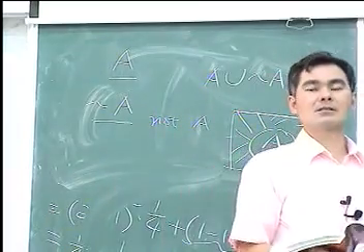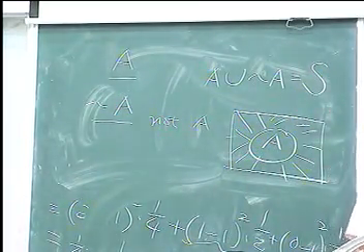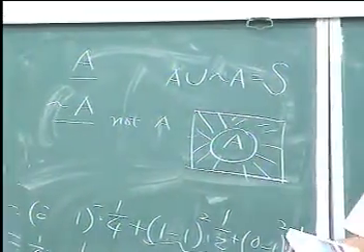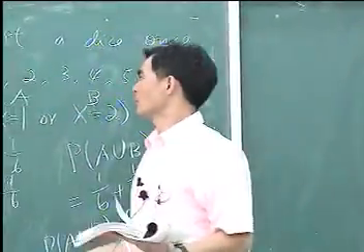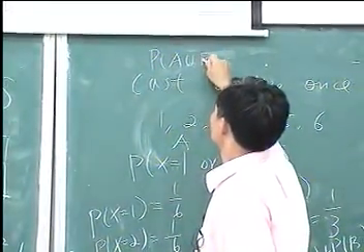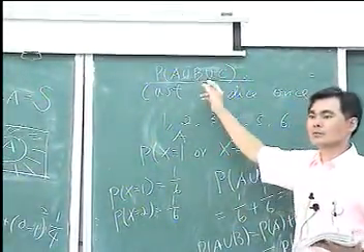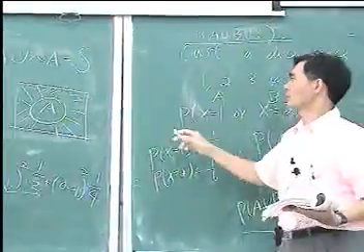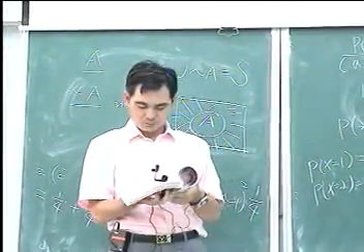But we haven't discussed too much about it, so you don't have to worry about the complement rule, but you do need to know this. And also P of A union B union C. You need to know this formula. You need to know these two.